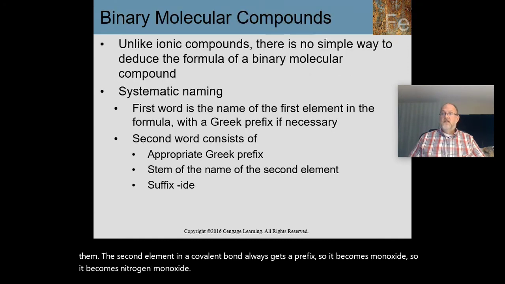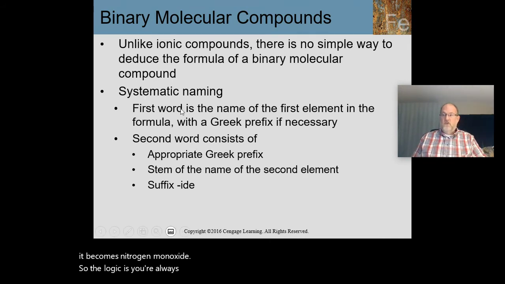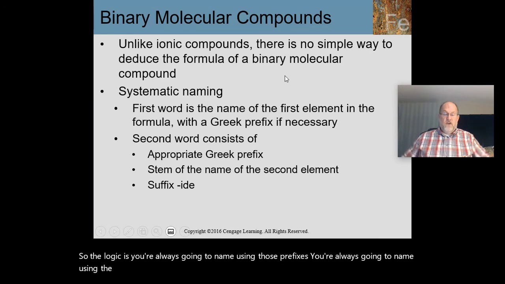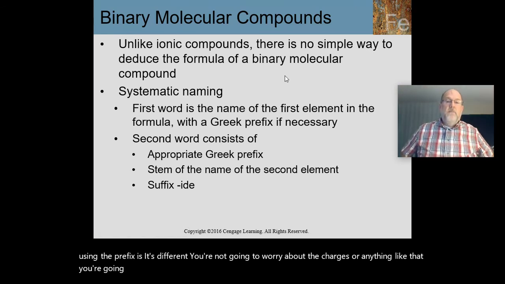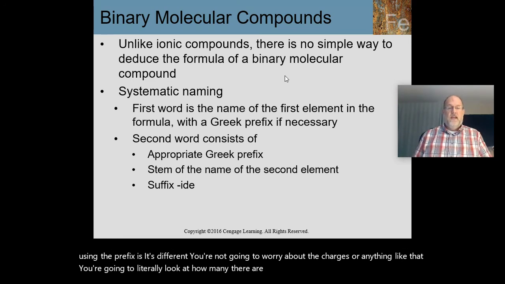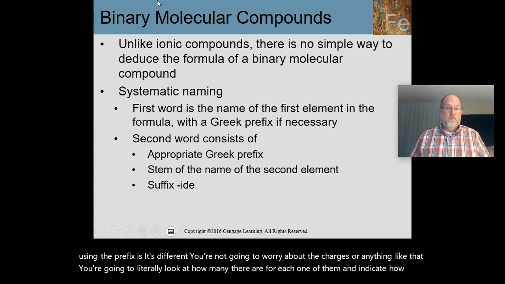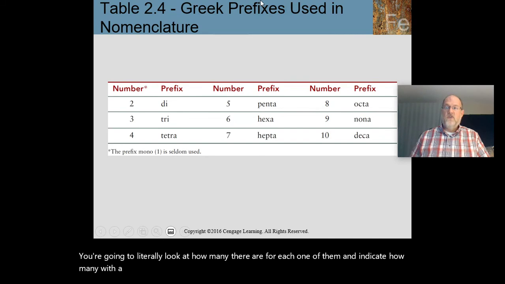So the logic is you're always going to name using those prefixes. It's different. You're not going to worry about the charges or anything like that. You're going to literally look at how many there are for each one of them and indicate how many with a Greek prefix. And here's the ones: di, tri, tetra.